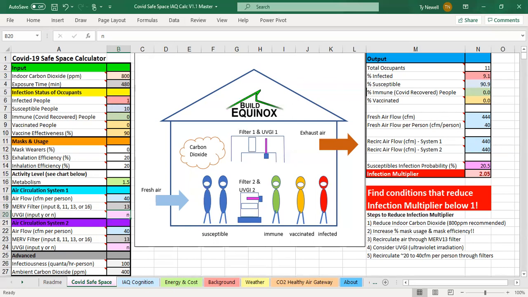We're still not at an acceptable level. We need to at least cut this infection multiplier in half and hopefully further reduce the infection probability. So let's do that by wearing a mask. Let's have 50% of the people wearing a mask, but a typical cloth mask.